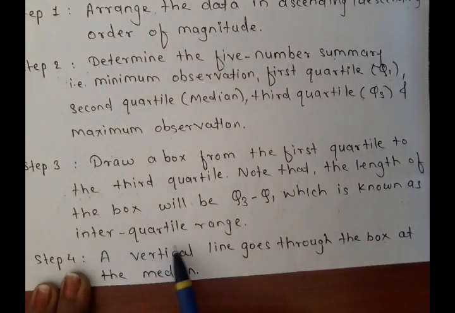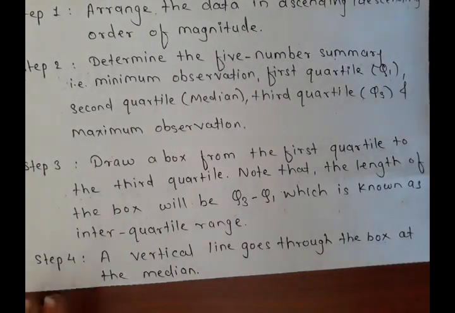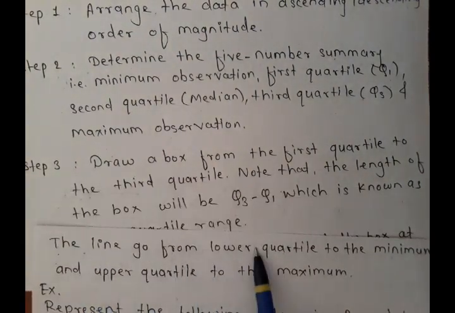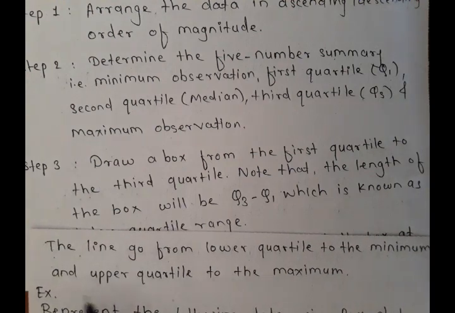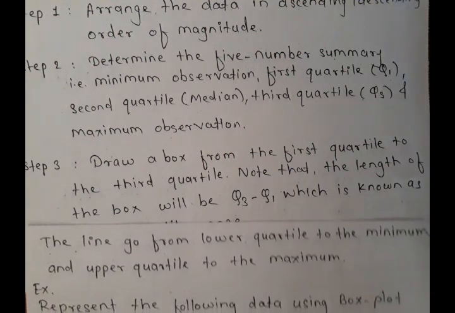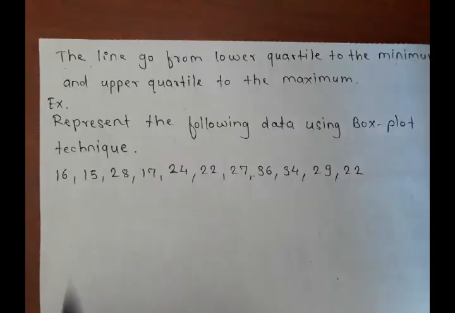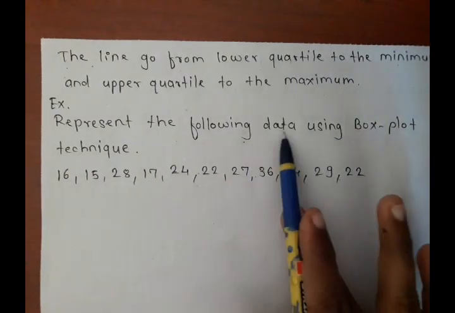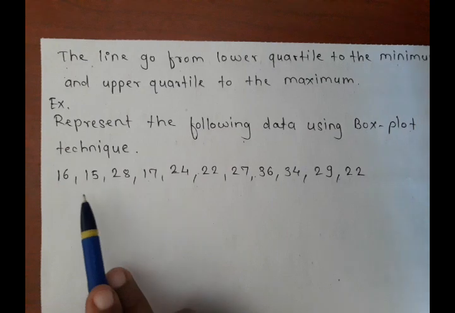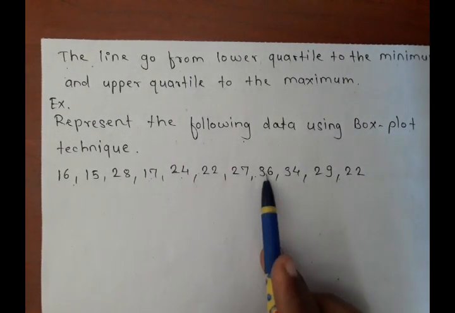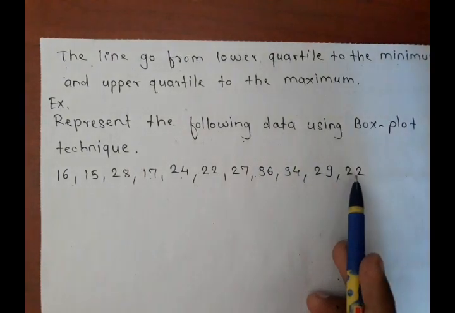Step 4, a vertical line goes through the box at the median and the whiskers go from lower quartile to the minimum and upper quartile to the maximum. So using example we plot the box plot. Example: represent the following data using box plot technique. Numbers 16, 15, 28, 17, 24, 22, 27, 36, 34, 29 and 22.